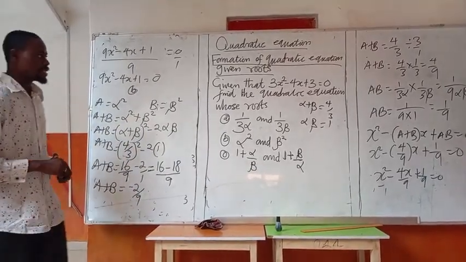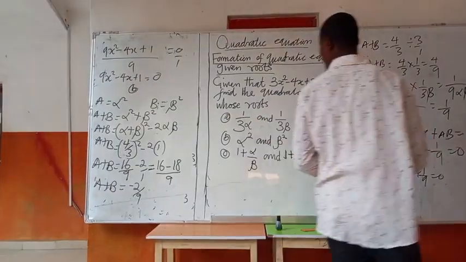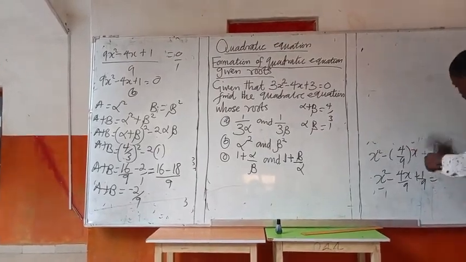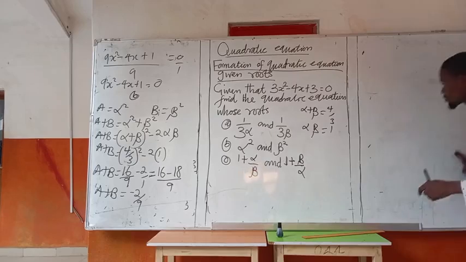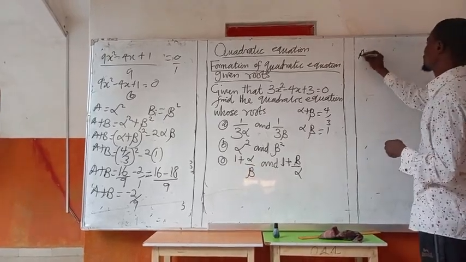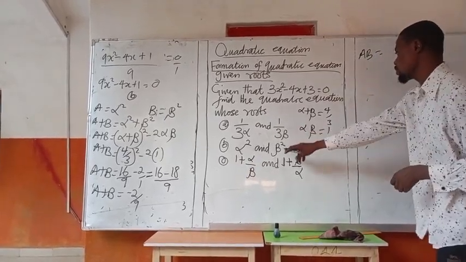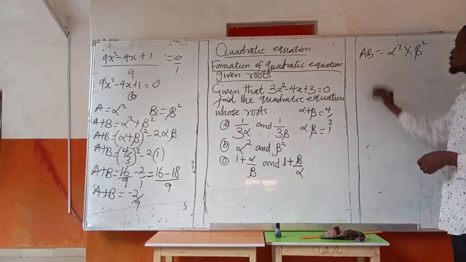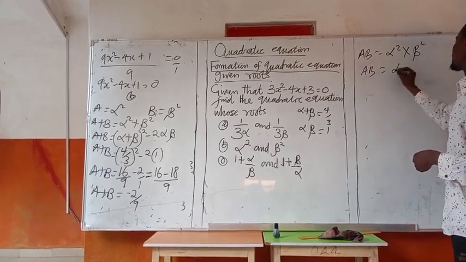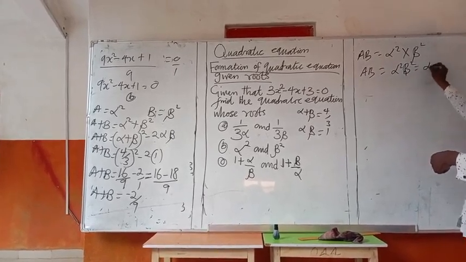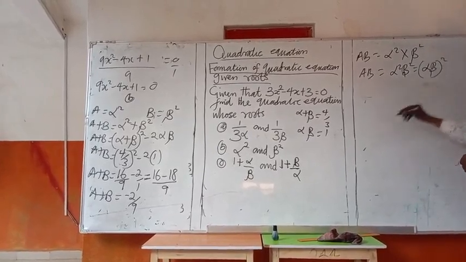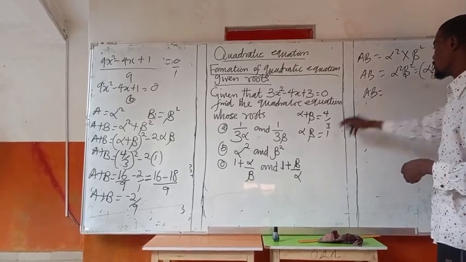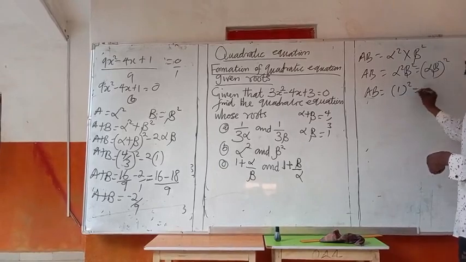Remember, I need to find AB. AB is equal to the roots, which is alpha squared times beta squared. AB is equal to alpha squared beta squared, which is written as alpha beta all squared. AB is equal to alpha beta, which is 1, all squared, which is equal to 1.